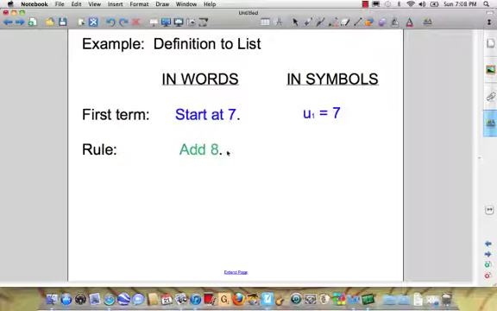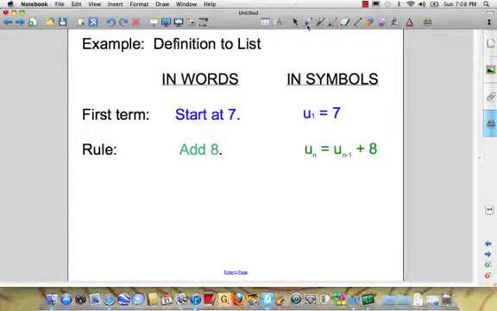Now, here's the rule. To get the next term, add 8. How do you put that into symbols? Well, this one requires a little bit more notation. So U sub n equals U sub n minus 1 plus 8. That means to get any term, let's call it term n, look backwards at the term that came right before it, which would be n minus 1, and add 8.